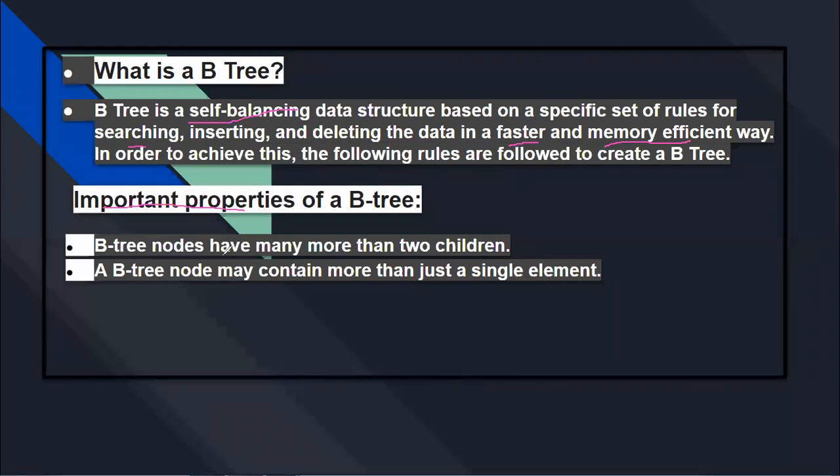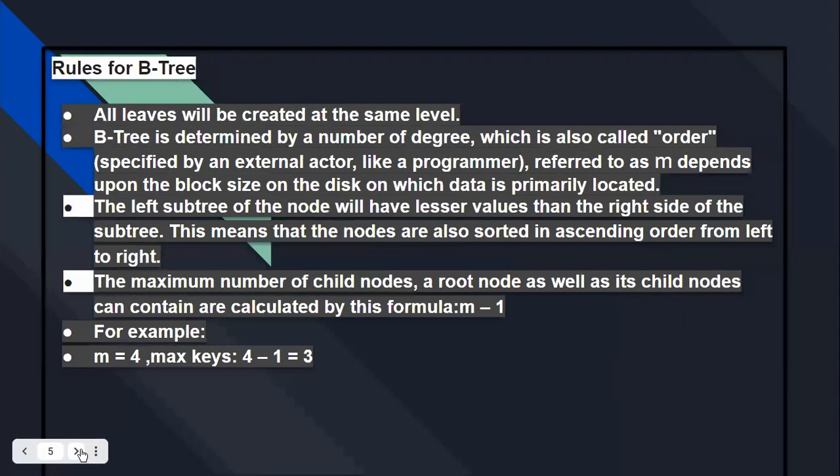B tree nodes have many more than 2 children. Till now we have seen at most 2 children for a binary tree, but in a B tree there are many more than 2 children. A B tree node may contain more than just a single element. Okay, so how it will do, we'll see it properly. Now we'll focus on the rules of B tree.